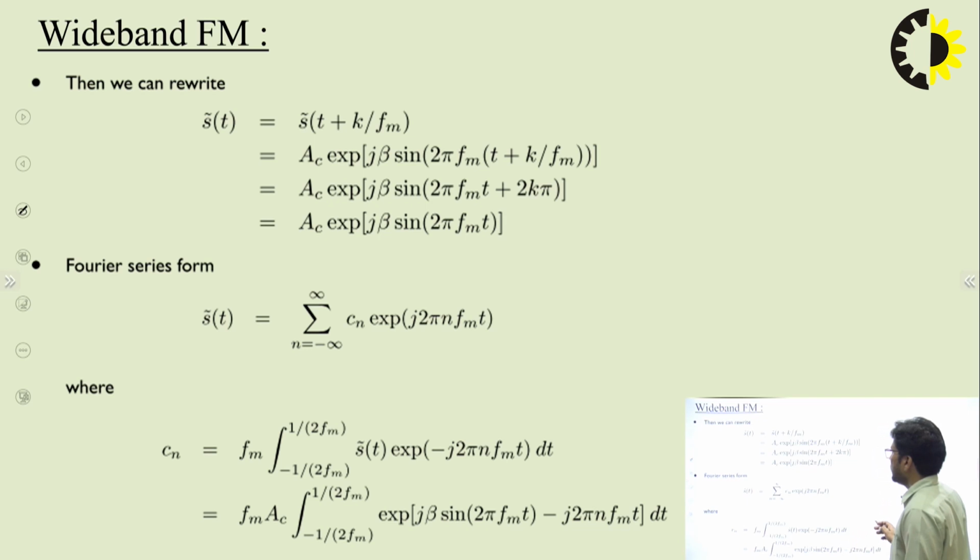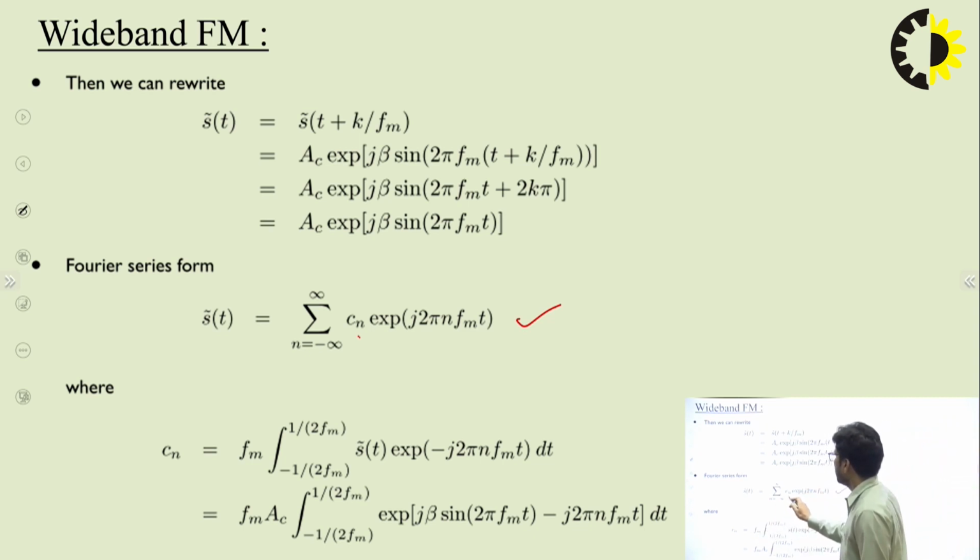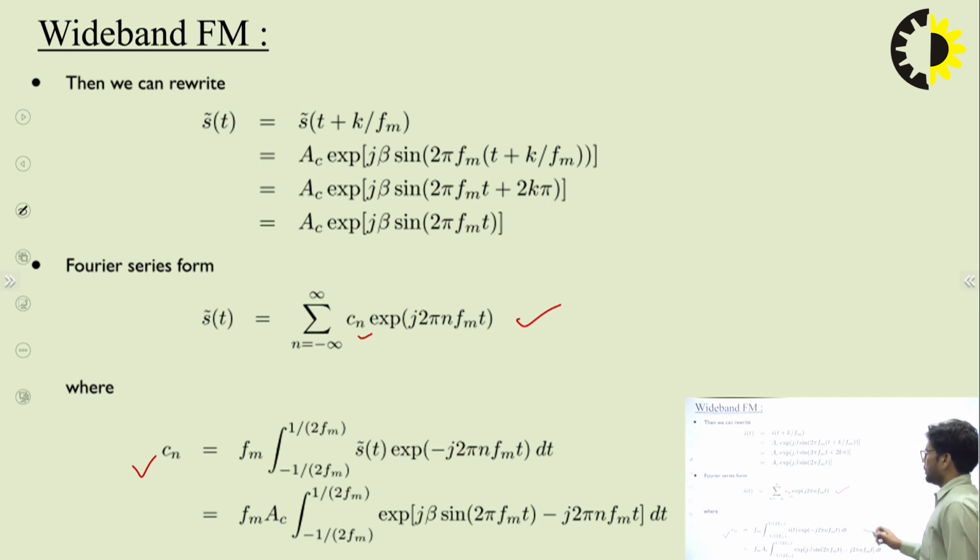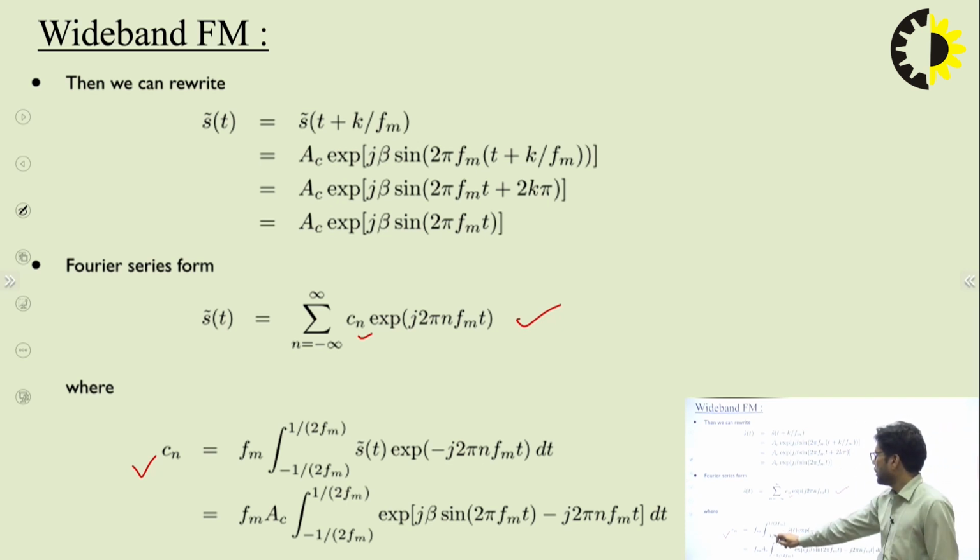Because this signal is a periodic signal, to get the frequency spectrum we need to do the Fourier analysis, the Fourier series. This is the exponential Fourier series equation to find the Fourier coefficient of the given equation. Here Cn is the Fourier coefficient, and the value of Cn is equal to Fm times the integral from minus T by 2, because T is equal to 1 by Fm.